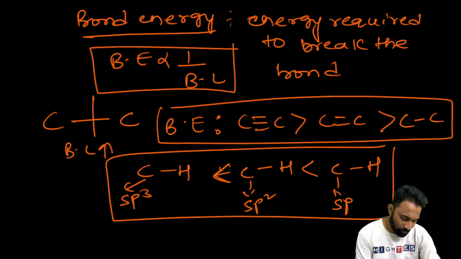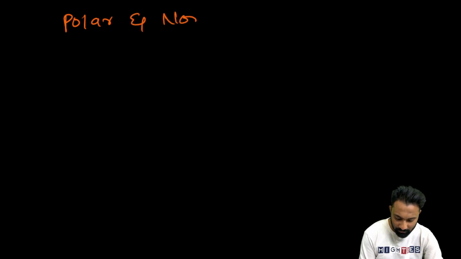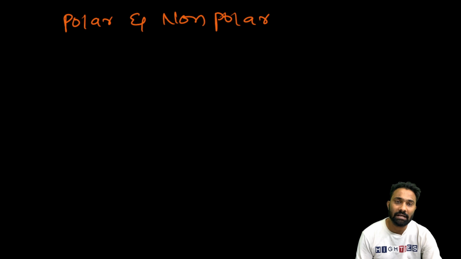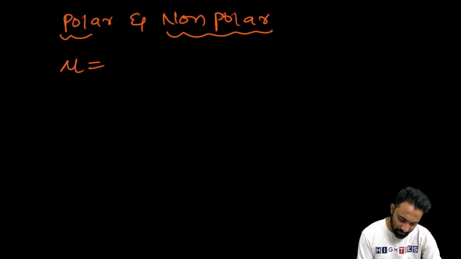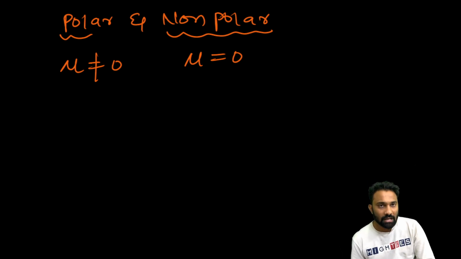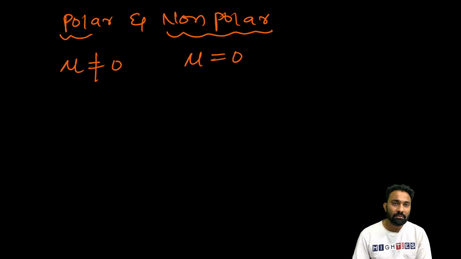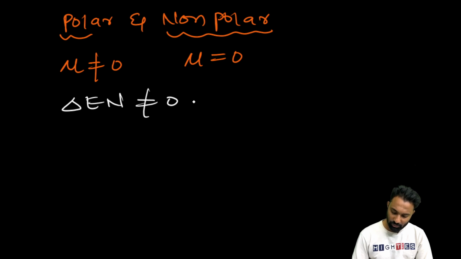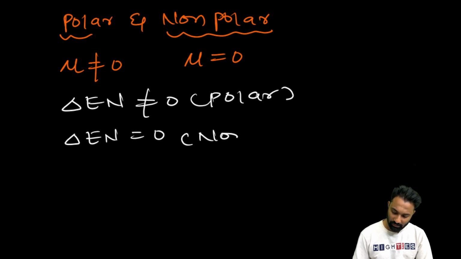Next, very important that we are going to study is polar and non-polar. So how to identify the polar and the non-polar? Polar means the dipole moment is not equal to 0. If the dipole moment is equal to 0, that is non-polar. Clear? Or else, if you are getting confused, remember in this manner: if the difference in electronegativity is not equal to 0, that is polar. If the difference in electronegativity is equal to 0, that is non-polar.